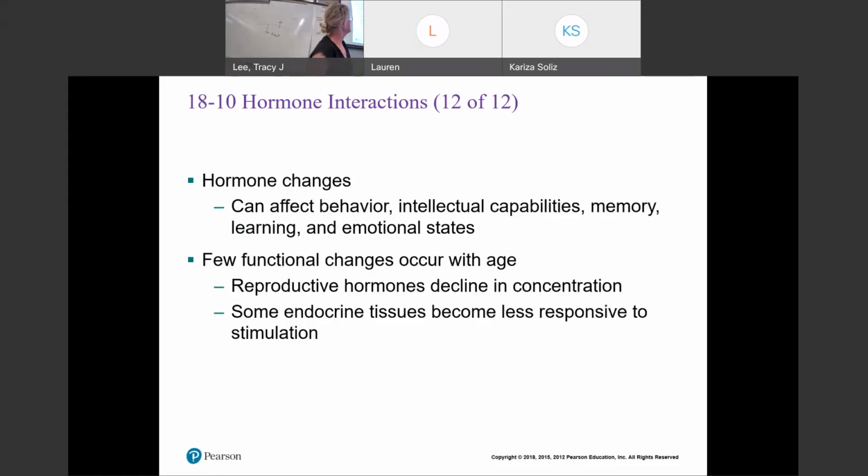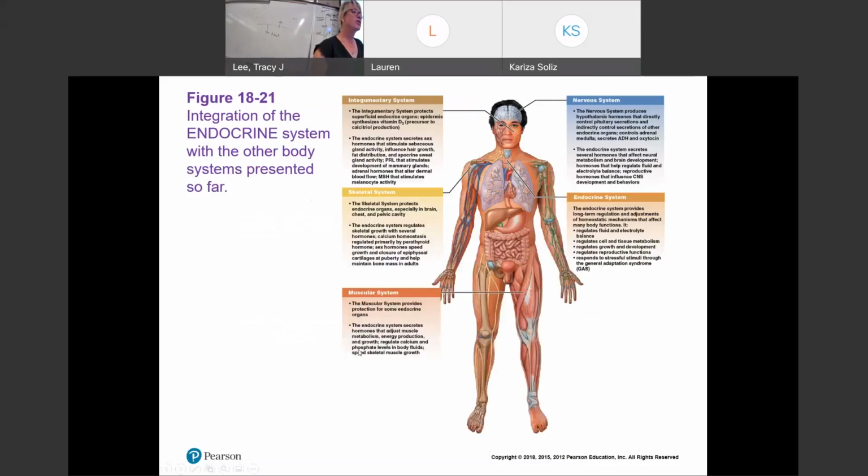All right, hormone changes. These can affect behavior, intellectual capabilities, memory, learning, and emotional states. We don't see a lot of functional changes with age. Mostly it's going to be reproductive hormones. Growth hormone obviously is going to be one, right? Some endocrine tissues become less responsive. And this shows you all the other systems that we've learned about so far that your endocrine system works with.